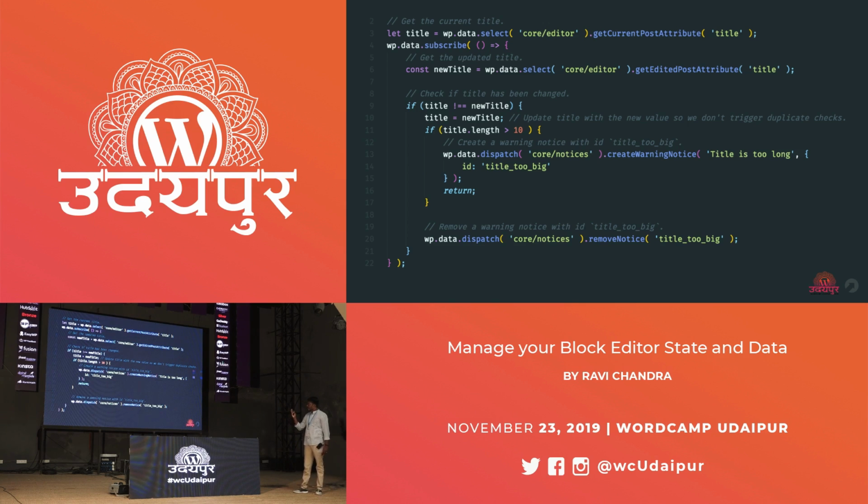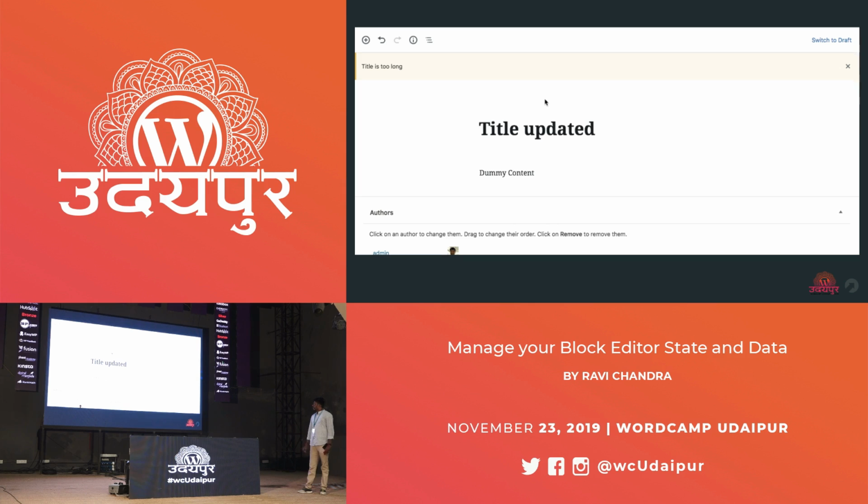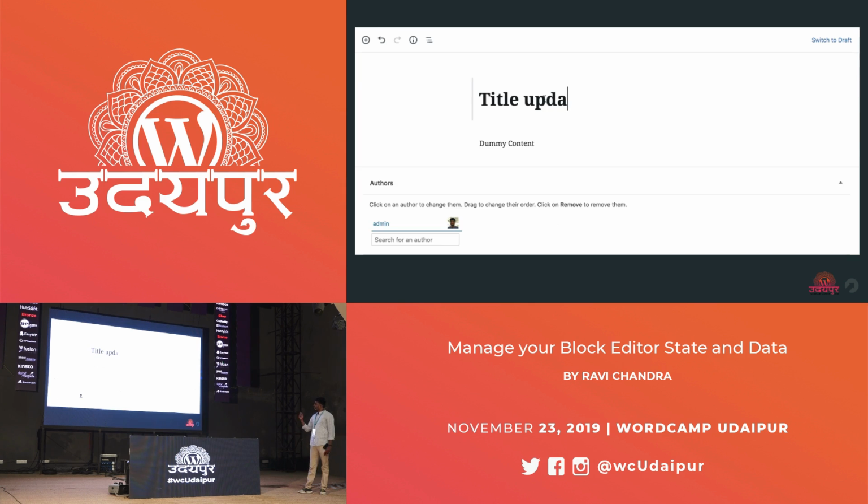If the title is not greater than 10, then we are dispatching core notices and we are triggering the remove notice. Note that I'm passing the ID here, title too big. We are not checking if the notice is being displayed. We are just invoking remove notice because core notices already does a job of checking if the notice exists before removing it. This is that in action. So I've updated the title. It's more than 10 characters. I've seen an error.